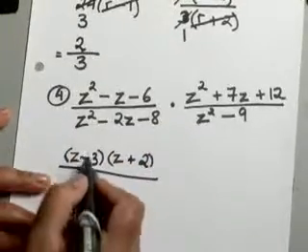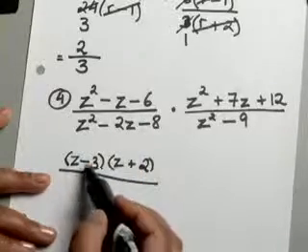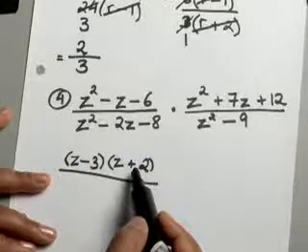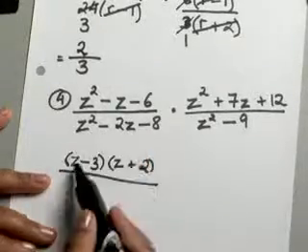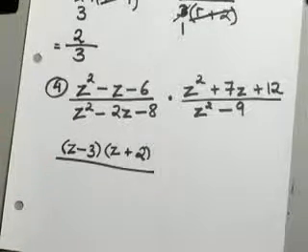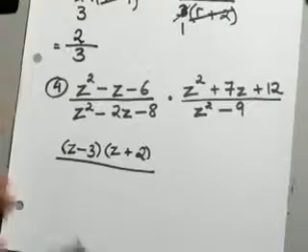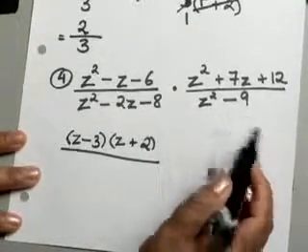Think about it. Negative 3 times positive 2 gives you negative 6. When I add negative 3 and plus 2, I end up with negative 1, which is the coefficient of my middle term. So that's what I'm looking for, okay? You will apply the same idea to factor all the other terms here. This one, of course, is difference of squares, which we talked about in our review section.